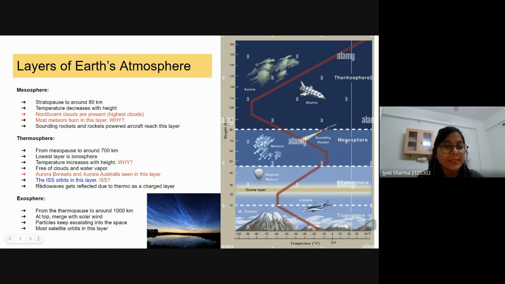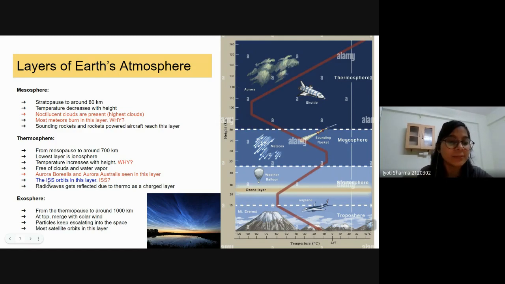Okay. So next is the International Space Station. This kind of station orbits in this layer. And I already have talked about it, because this layer has positive charge, even negative charge. Because of the charges in the gases, radio waves get deflected. This has been explained already.